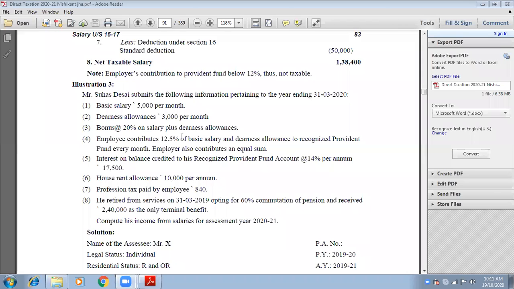Okay, so let us begin with writing the information. First, we have to write the information, and to begin with that, we have to start with SSC. So, SSC, Mr. Suhas Desai, legal status, individual.